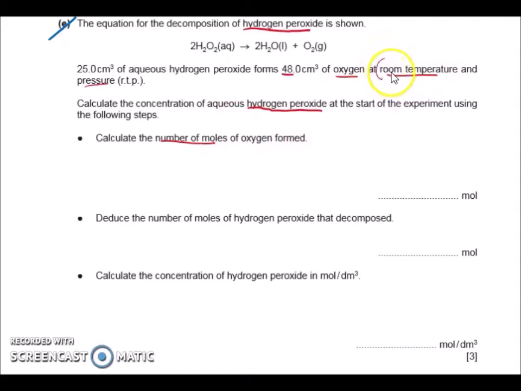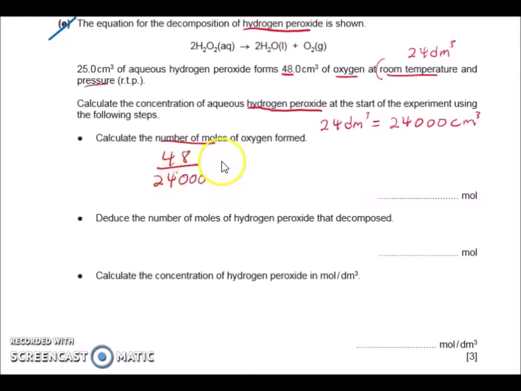So the volume at room temperature here is given by 24 dm³. Remember that 24 dm³, when we change to cm³, we multiply by 1000, so it becomes 24,000 cm³. So here we have 48, we take this oxygen and divide by 24,000, and we'll be getting 0.002 moles. This is for the oxygen being produced.